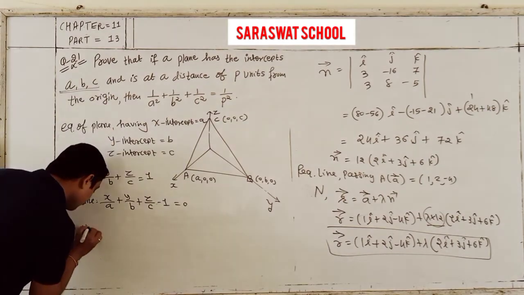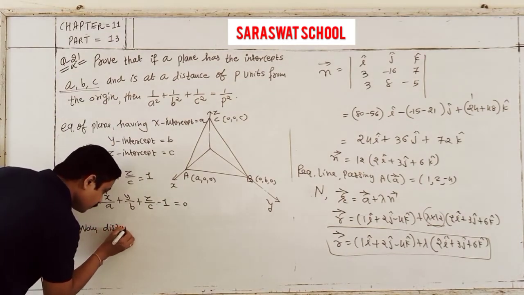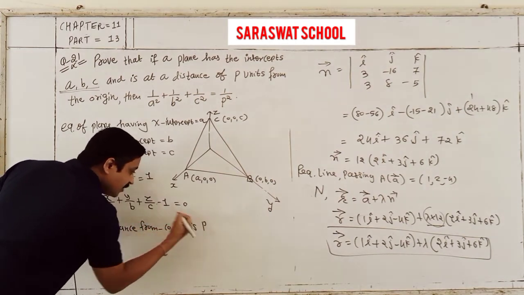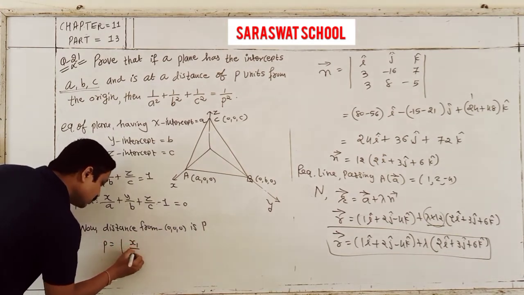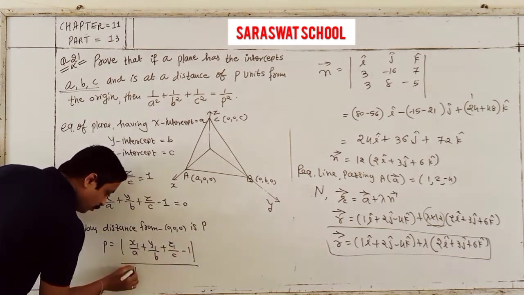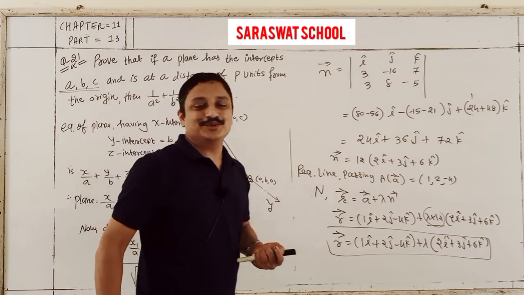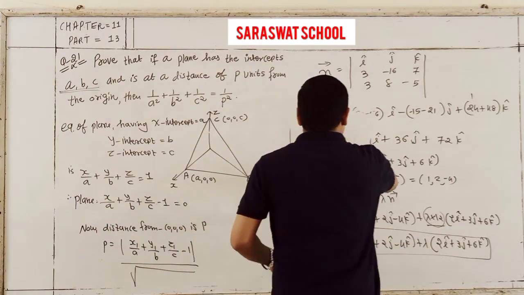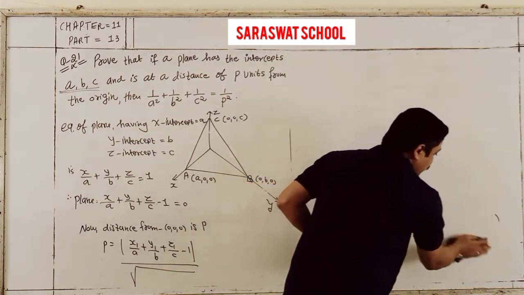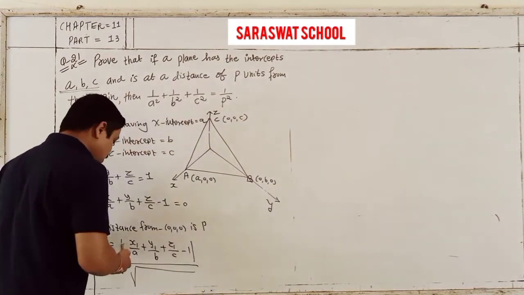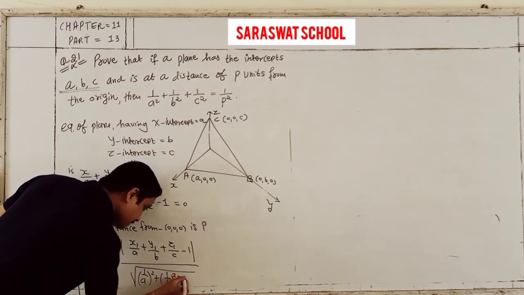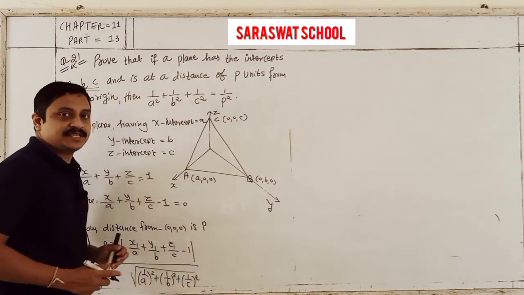So now the distance from the origin is p, given. So we apply the distance formula: x1 by a, y1 by b, z1 by c minus 1, upon the square root of l square, m square and n square for the direction values. Very easily you will prove your answer, students. So here what is l? 1 by a the whole square, 1 by b the whole square, 1 by c the whole square.